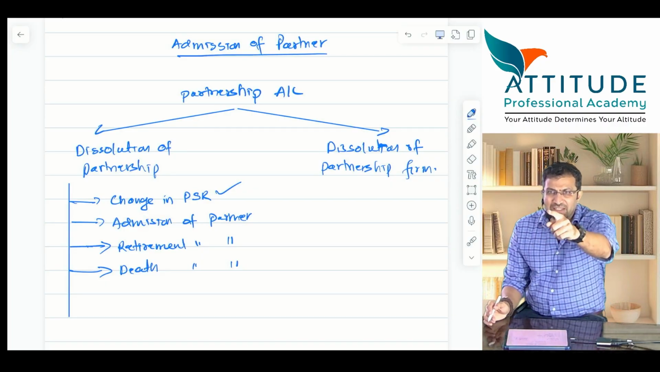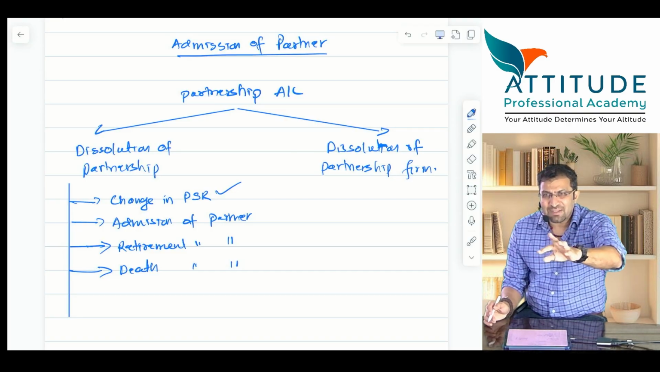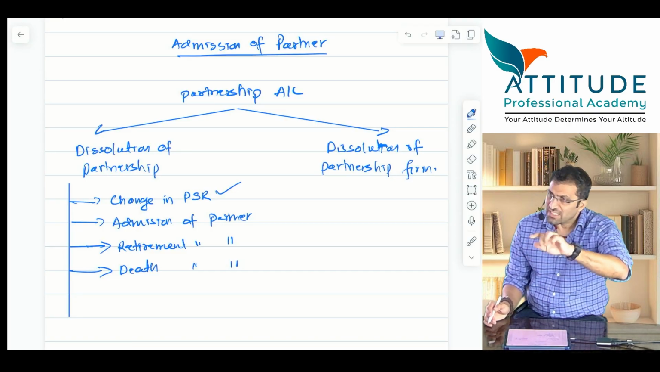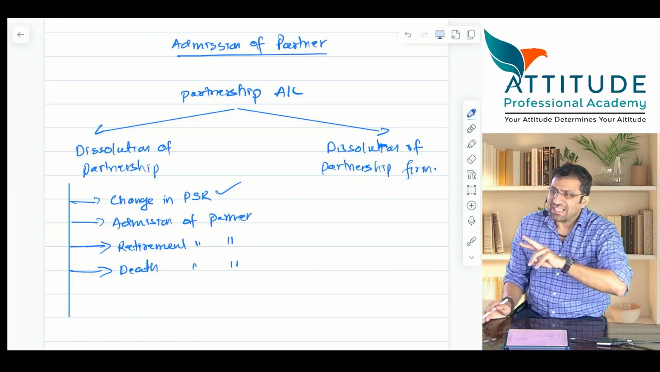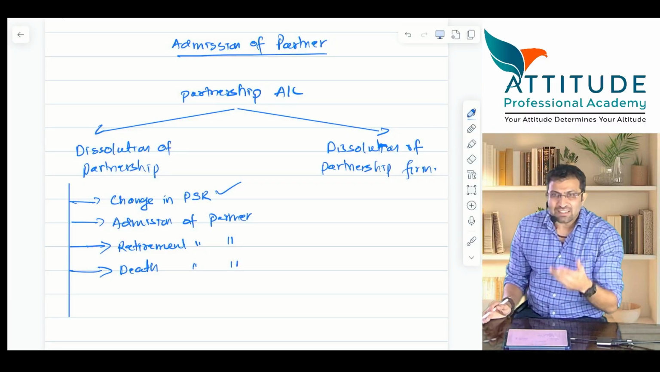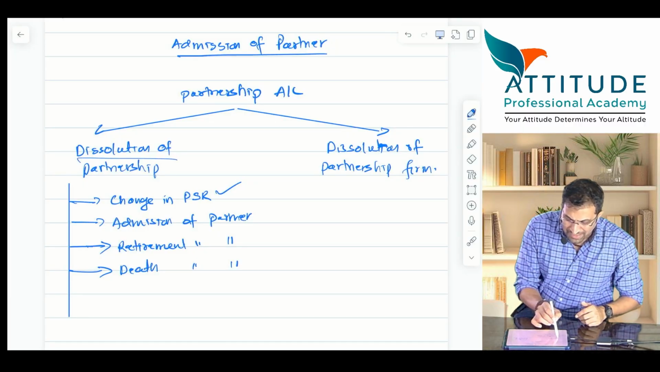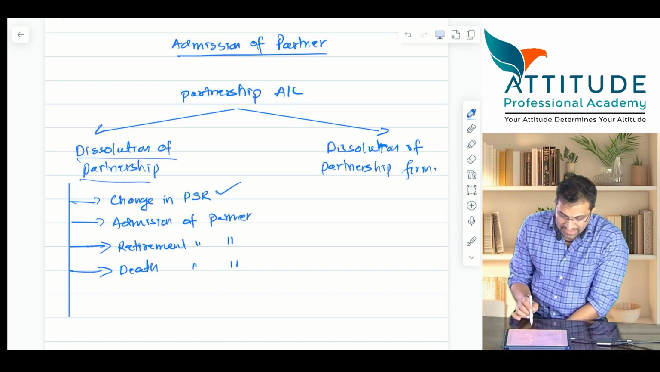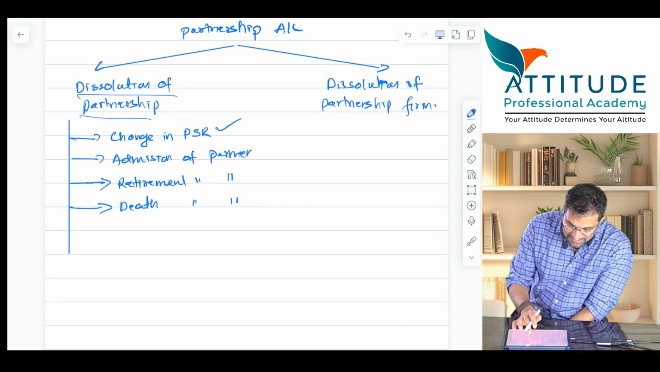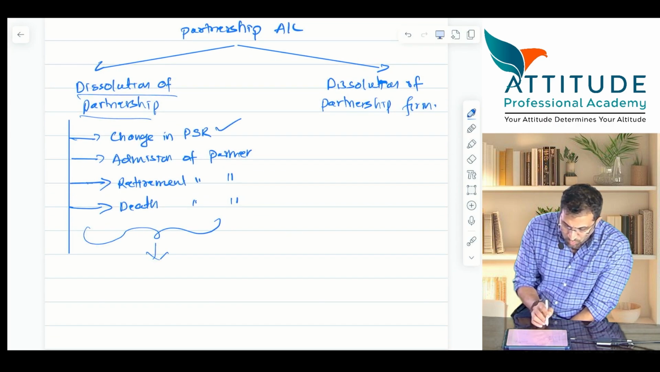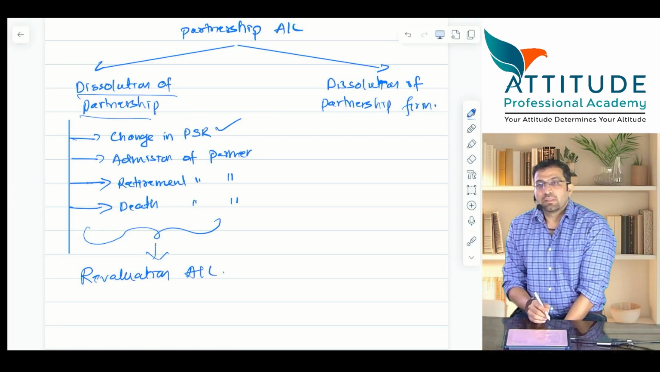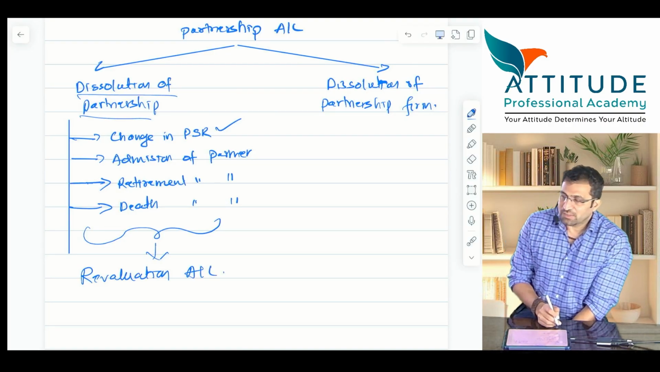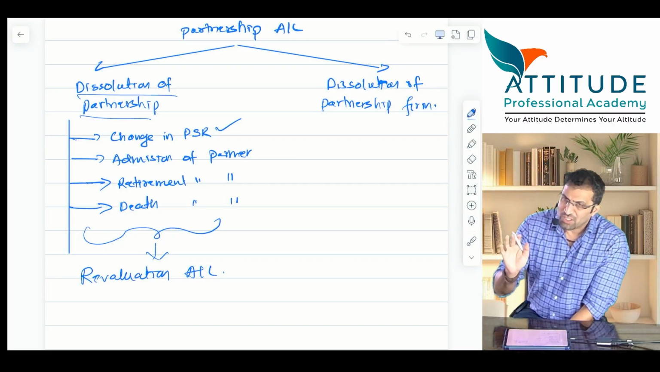Similarly, admission of partner. When a partner gets admitted, we have already seen the existing partners have to sacrifice. Change in constitution. Retirement also. 3 partners, A retires, B and C continue, constitution changes. Death also same. So this is known as dissolution of partnership. Okay? And generally, in all these cases, we open an account known as revaluation account. You have to revalue the assets and liabilities. Why? I'll let you know later on.